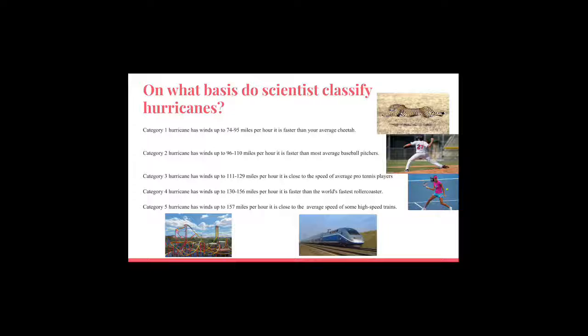Category 4 hurricanes have winds of 130 to 156 miles per hour. It is faster than the world's fastest roller coaster. Category 5 hurricanes have winds of 157 miles per hour and up. It is close to the average speed of some high-speed trains.